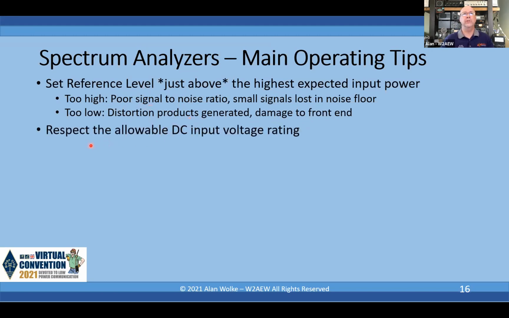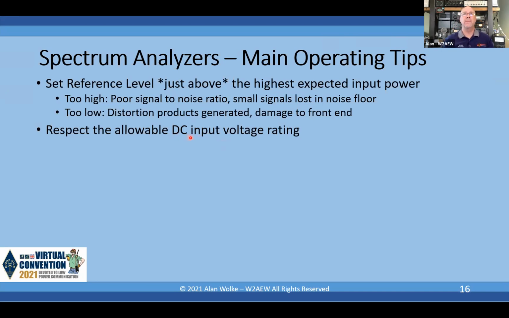Another important thing is to take a careful look at either the specifications or, oftentimes, the label on the front panel of the analyzer and respect that maximum allowable DC voltage rating. Sometimes, especially if we're probing RF signals inside a circuit or directly at the output of an amplifier circuit that we're building, there may be some DC bias on that signal. Some analyzers have a 0 volt maximum DC voltage rating, meaning they don't want to see any DC content at all. In those cases, you might want to put a DC block or a coupling capacitor between the analyzer and what you're measuring.